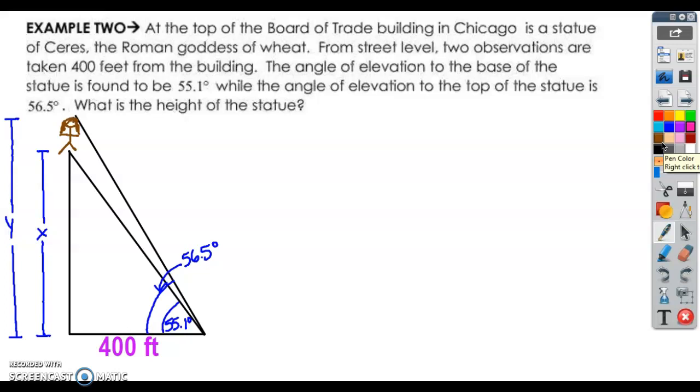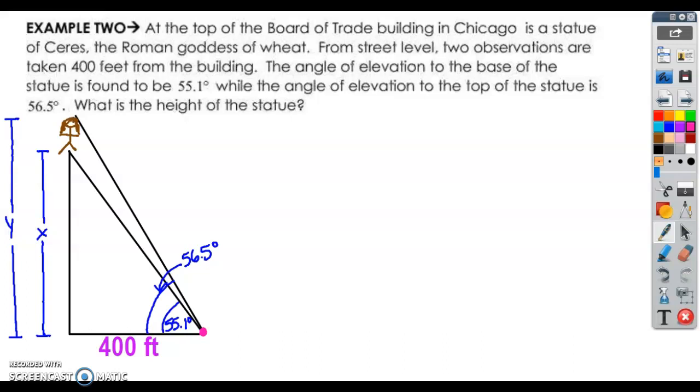Next problem. This problem is also SOHCAHTOA, but you have to use it twice. So at the top of the Board of Trade building in Chicago is a statue of Ceres. Did I pronounce that right? I hope I did. The Roman goddess of wheat. From street level, 2 observations are taken 400 feet from the building. Okay, so the observations are taken from this location.